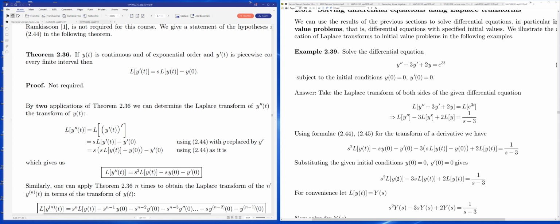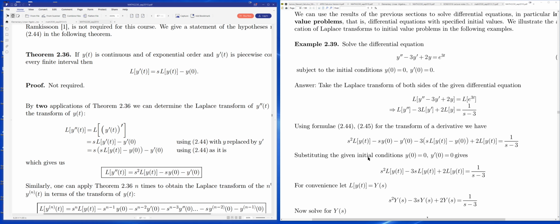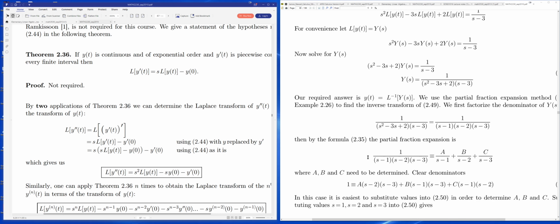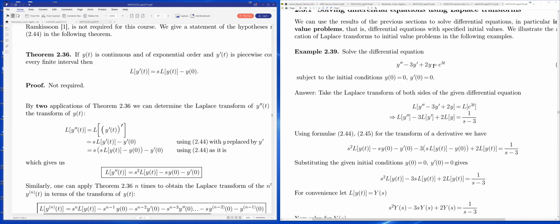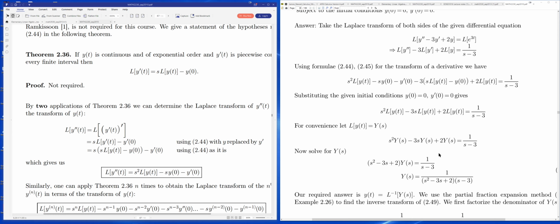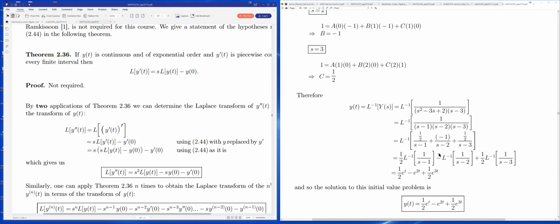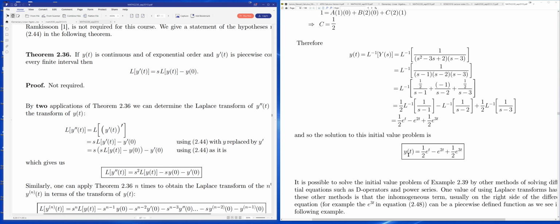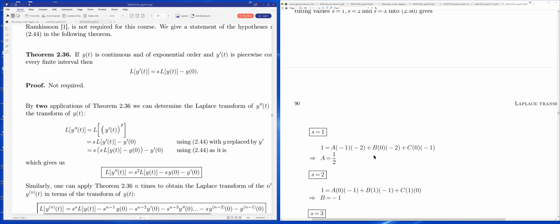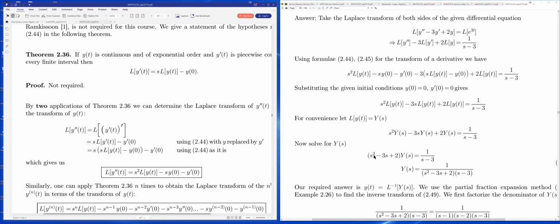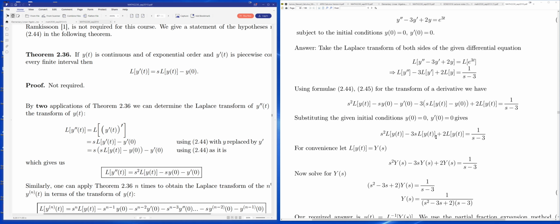Now when you solve a differential equation, the idea is that you're trying to figure out what the function y is. Eventually when we work this out, we will get the function y here. So this is what we're heading towards. But so far, what we have is this expression here.